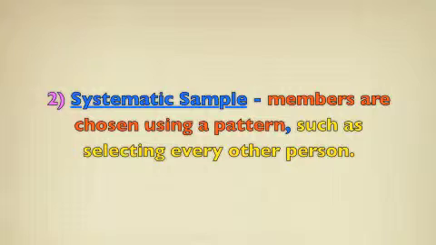Moving on to our second type of sample, which is systematic sample. Members are chosen using a pattern. An example would be selecting every other person, like when we solve math problems, every other odd or even. So some kind of procedure is involved.